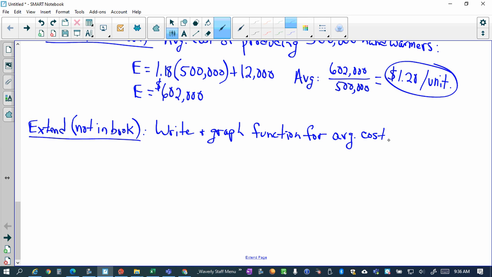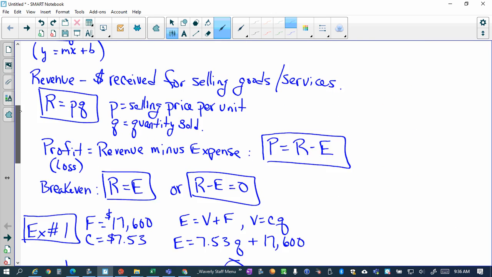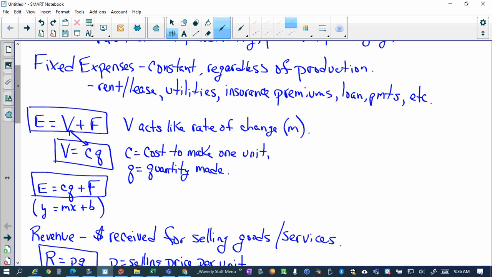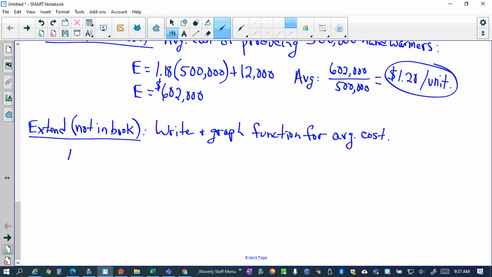So let's think about it. Our average was expenses, which is what? E, divided by what? Well, average is the total of things, the total expenses divided by Q. Okay. So very simply, E over Q. Well, let's make that E a bit more robust.